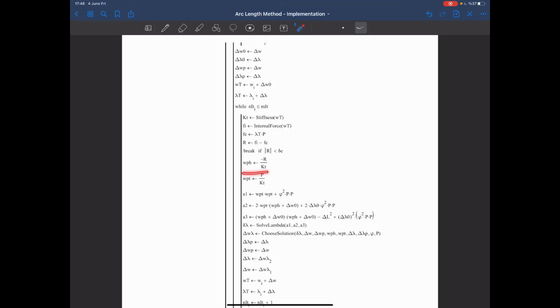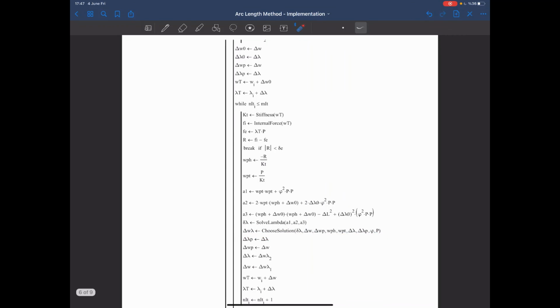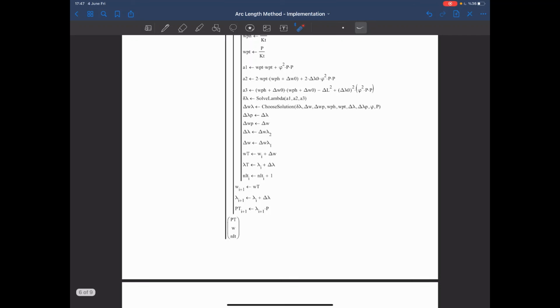This is the V hat, and this is the total. While calculating V hat, I'm using the residual. While calculating the total, I use the total force. And afterwards, again, we calculate the A1, A2, A3 coefficients. So here we have the full equation. Solve for lambda, and then we choose the correct root. Once we determine the correct root, I'm calculating the delta lambda, delta W for this iteration, updating the displacement and the total lambda, and this continues until we have convergence.